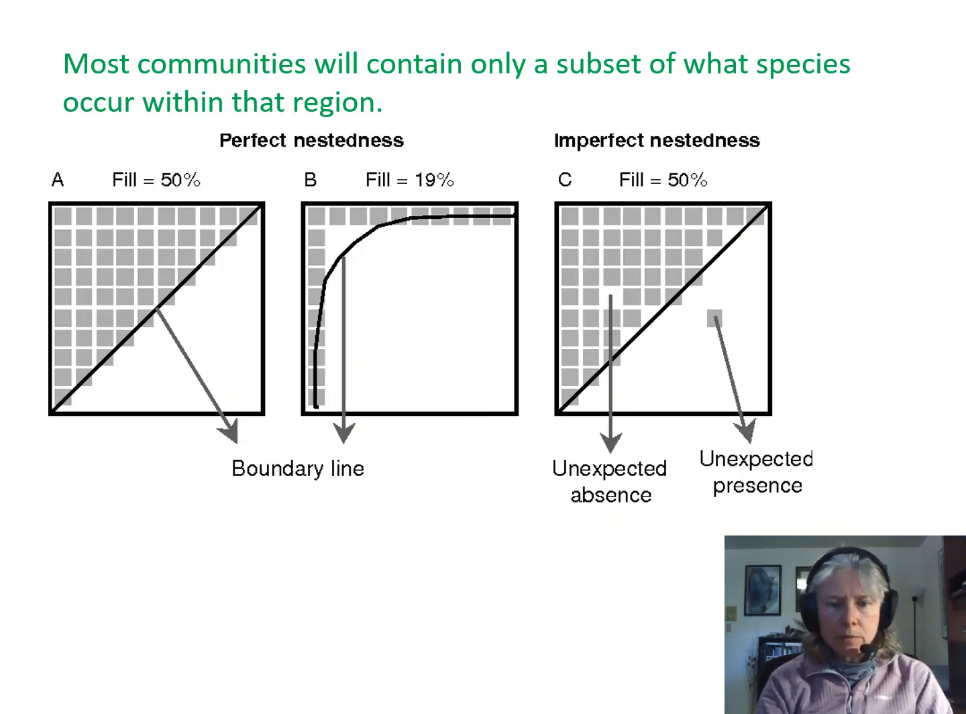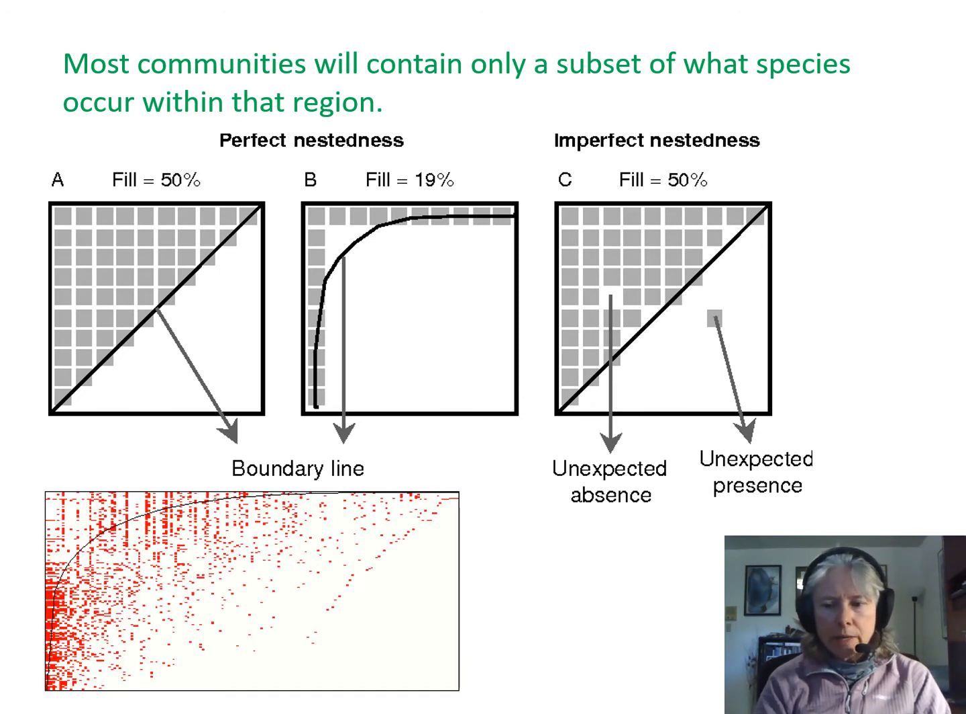To interpret this graph, there's going to be a line, and then there's going to be things that are representing omissions and commissions. In other words, unexpected absences or omissions, and then unexpected presences or commissions here. And so if we go back to our data here, you can see that there really isn't any nestedness going on. There's lots of omissions and commissions. So these data do not appear to be nested, at least by this measurement.